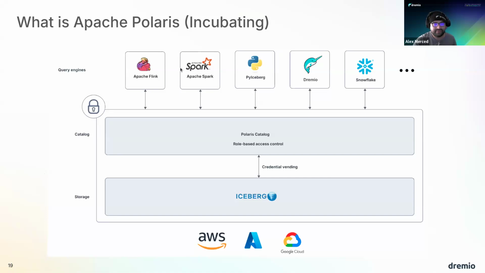You have query engines that can talk to Iceberg catalogs, because again, Apache Polaris is implementing the Iceberg REST specification, which means any tool that already can talk to Iceberg REST catalogs can talk to Apache Polaris. So those tools can talk to Polaris, okay, which has role-based access controls built into it. So you have the ability to govern your tables.